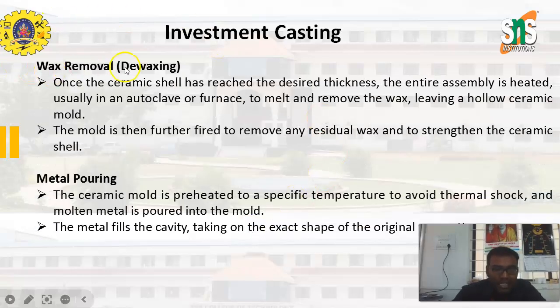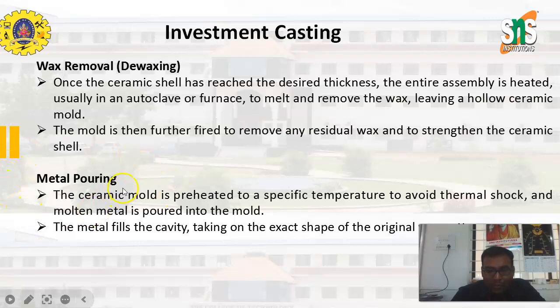The next step is wax removal or dewaxing. Once the ceramic shell has reached the desired thickness, the entire assembly is heated, usually in an autoclave or furnace, to melt and remove the wax, leaving a hollow ceramic mold. The mold is then further fired to remove any residual wax and to strengthen the ceramic shell.